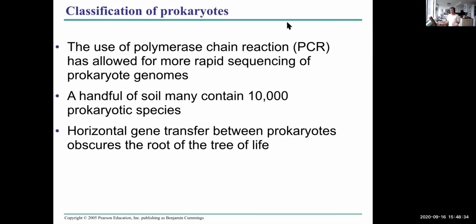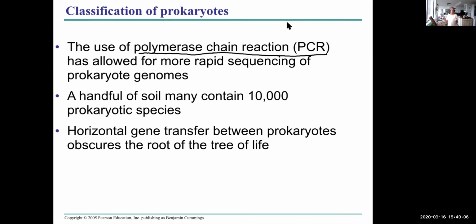So how do we classify them? They're really, really small. To an untrained eye, they pretty much all look the same. So the differences are, we've already seen their shape, their cell wall composition, so whether they're gram-negative or gram-positive. And we can also look at their DNA. There's a method known as polymerase chain reaction, and that is a way of sequencing genomes.